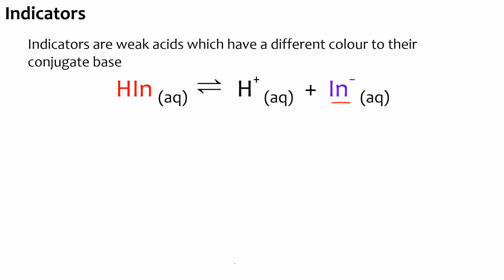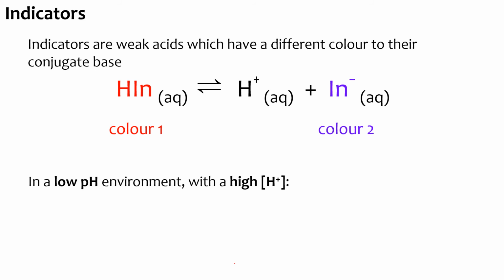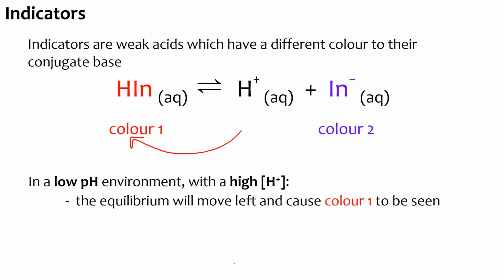And we've got two different colour forms. We've got colour 1 and colour 2, and that's really important. You need colours for an indicator, otherwise it's very difficult to use. So in a low pH environment with a high concentration of H+, if we apply Le Chatelier's principle and say we've got a high amount of H+, in what direction will the equilibrium shift? Well, the equilibrium is going to shift to remove a high concentration of H+. So in a low pH environment with a high concentration of H+, the equilibrium will move left and cause colour 1 to be seen.